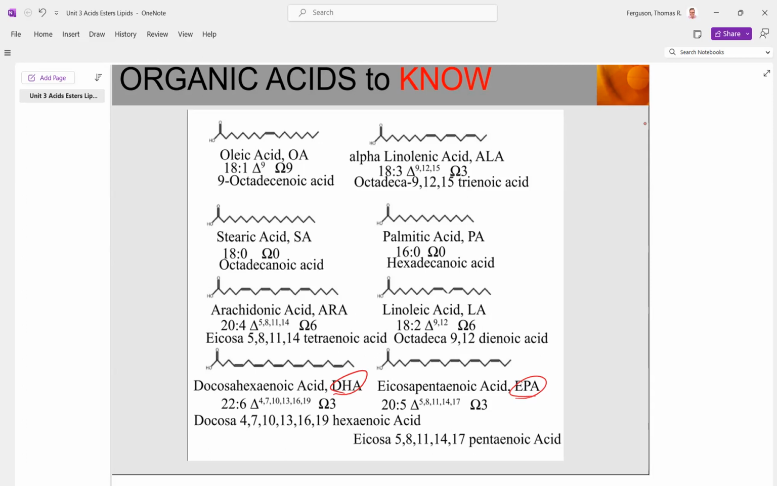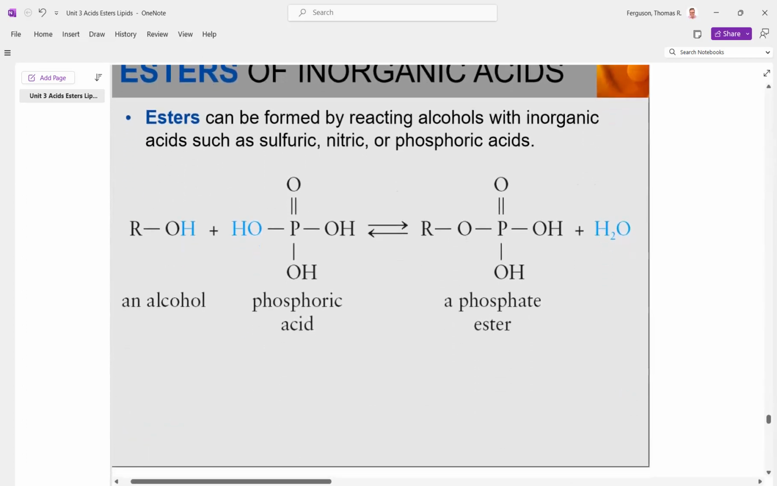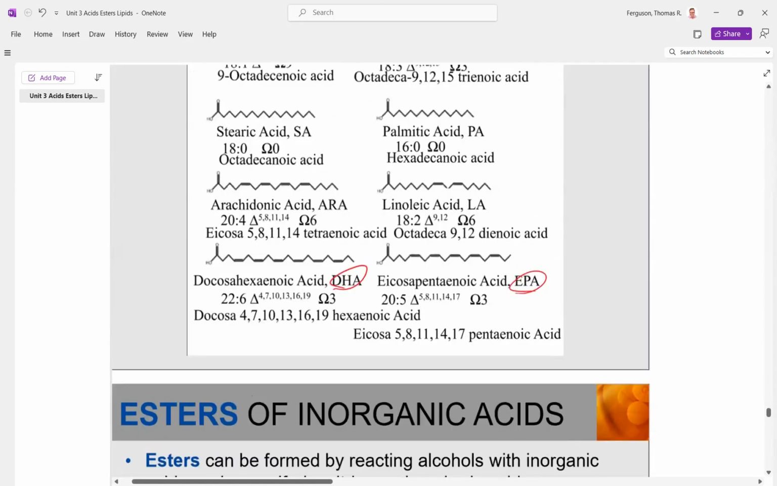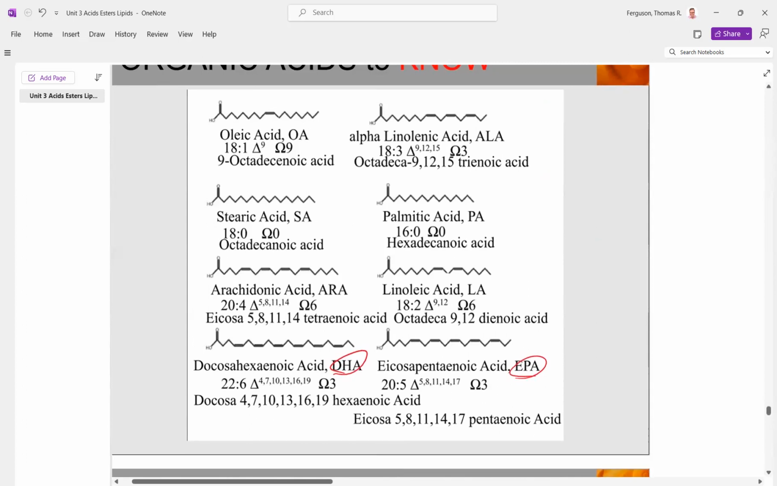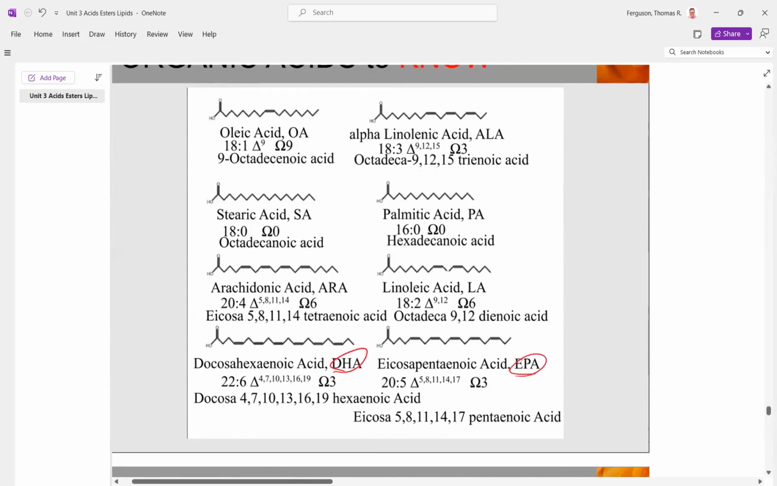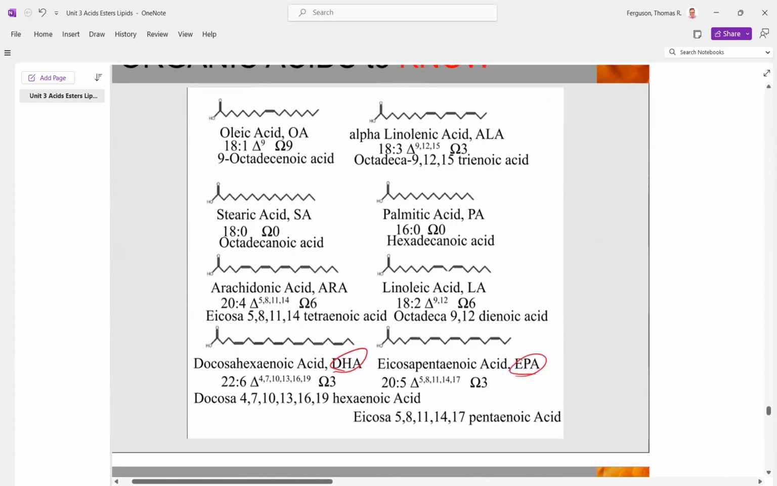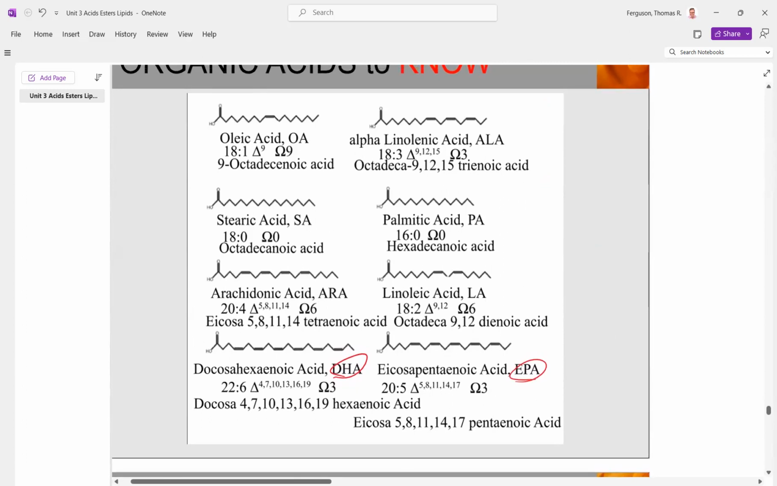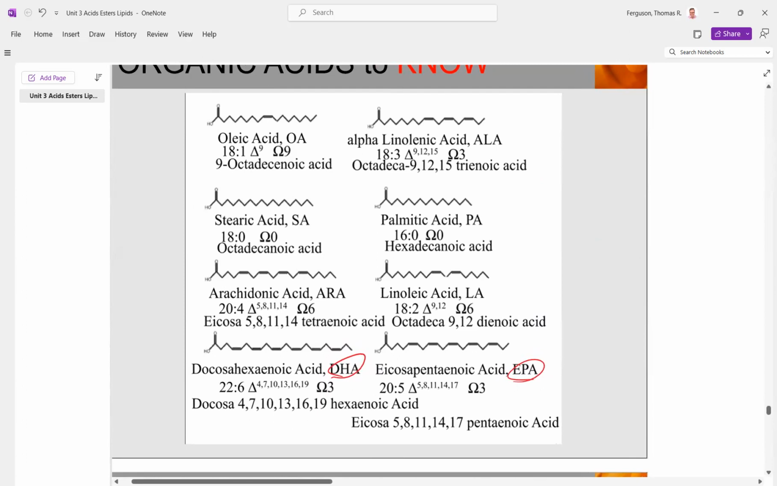Now, what time is it? It's 1:30. Okay, let me go into this naming here.